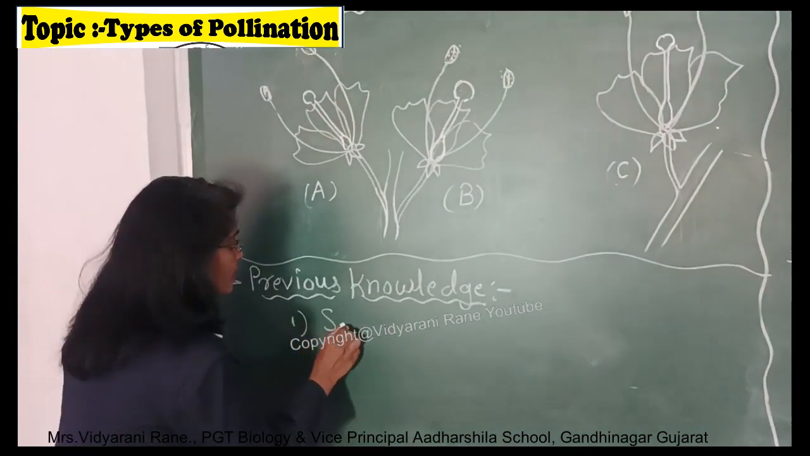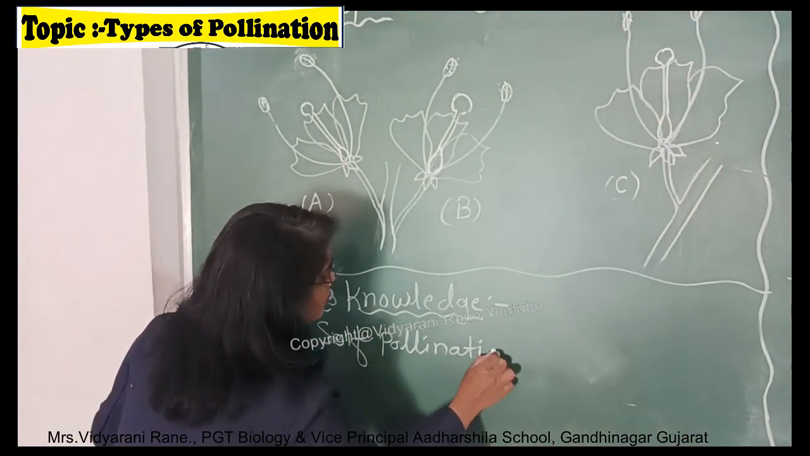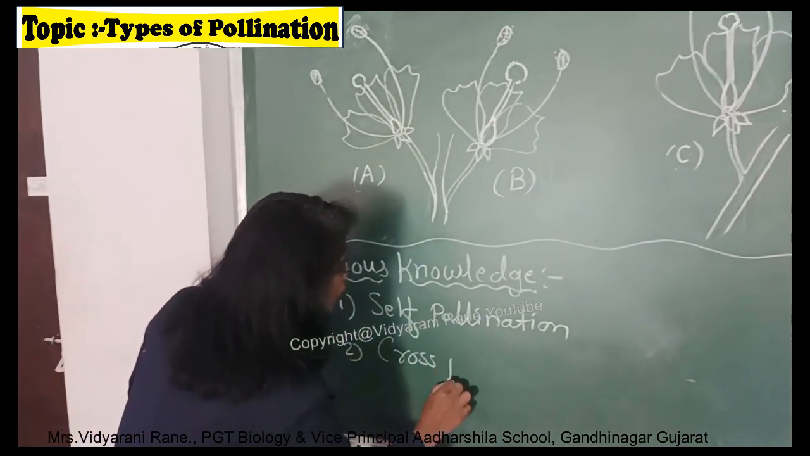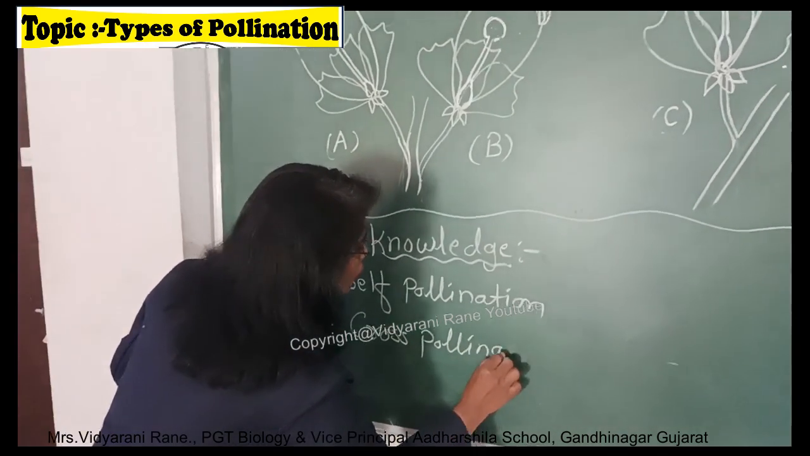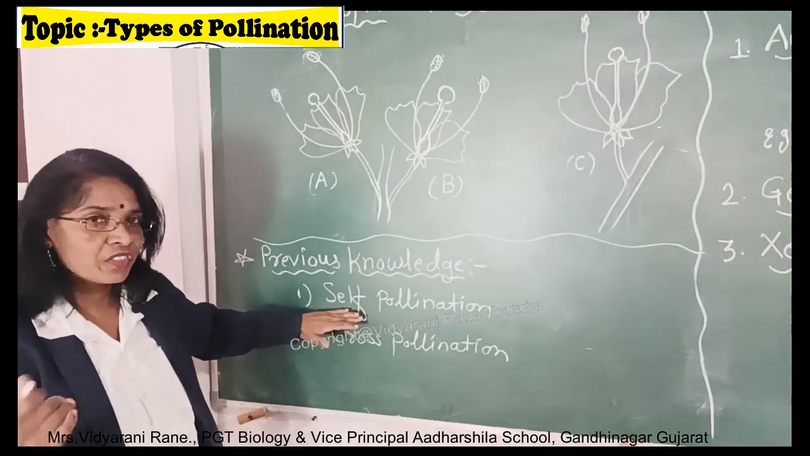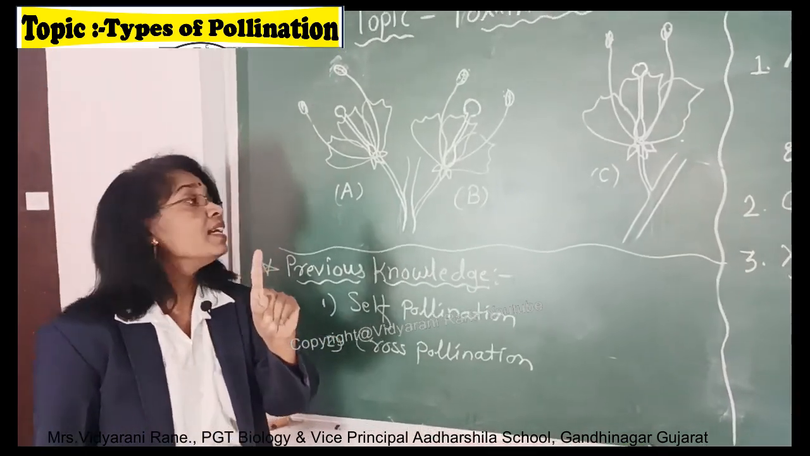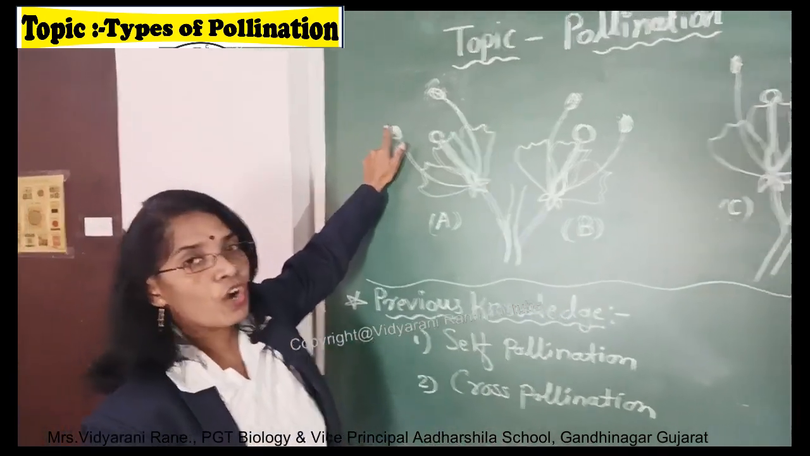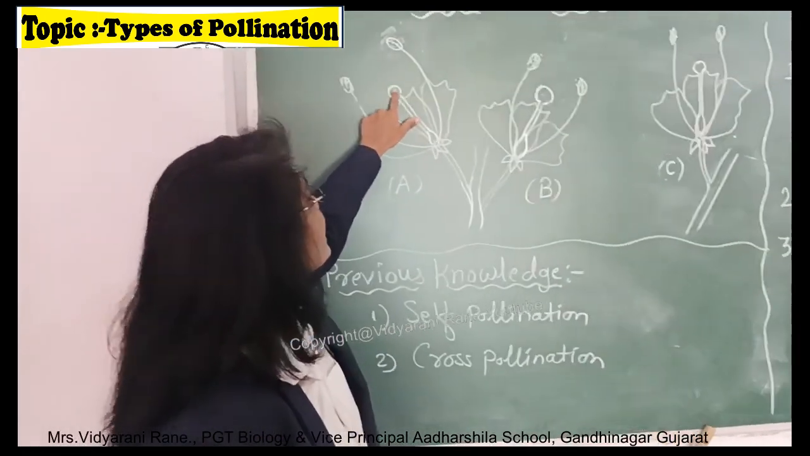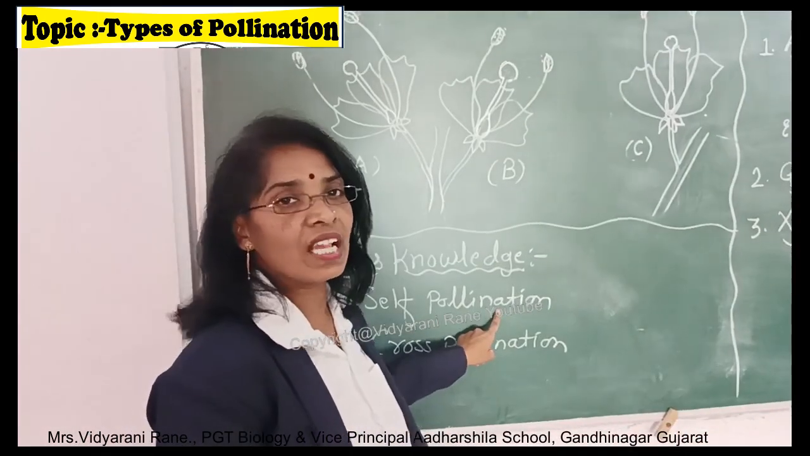One is self-pollination and the second one is cross-pollination. Only these two types, right? Now what is self-pollination? Just revise. Self-pollination is where only one flower participates and the pollen grains from the anther fall on the stigma of the same flower, within the same flower. Then it is called self-pollination.